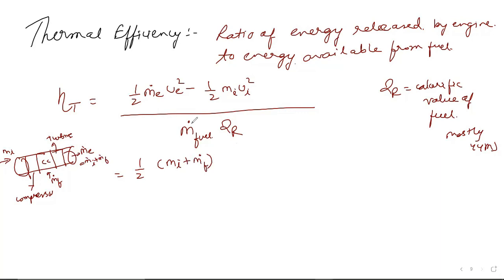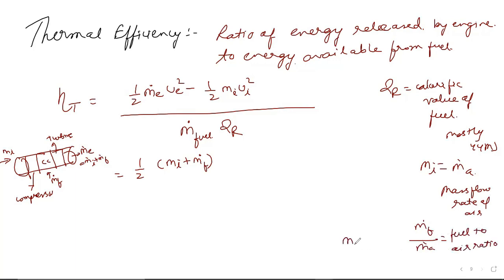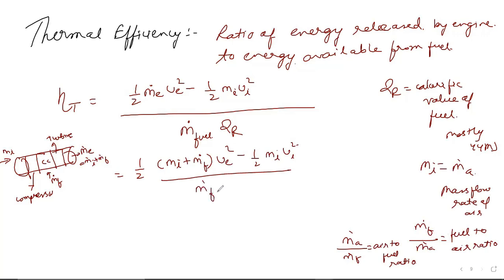So technically, MI is basically MA, the mass flow rate of air, and MF by MA is basically the fuel to air ratio. The opposite, MA by MF, is basically the air to fuel ratio. This ratio is also very important. So here, MI plus MF, and then UE square minus half MI UI square, and then it is MF QR.